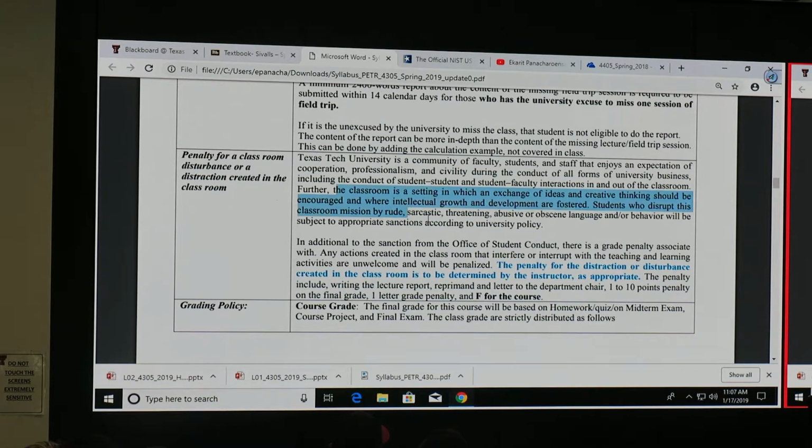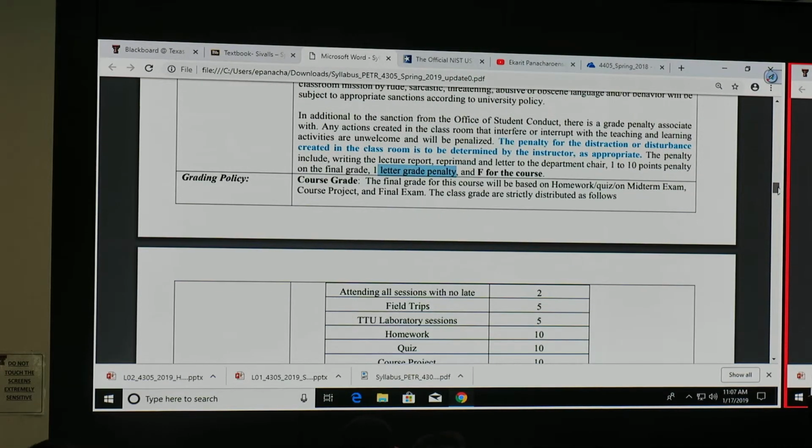This line you read by yourself, but basically the penalty for distraction or disturbance created in the classroom is to be determined by the instructor as appropriate. The penalty includes writing a lecture report, reprimand, a letter to the department chair, a 1 to 10 point penalty on the final grade, a 1 letter grade penalty, or just an F in the course to be easy for me. So we don't try to do that. It has to be as appropriate. If I have to tell you 20 times to be quiet, maybe that's appropriate.